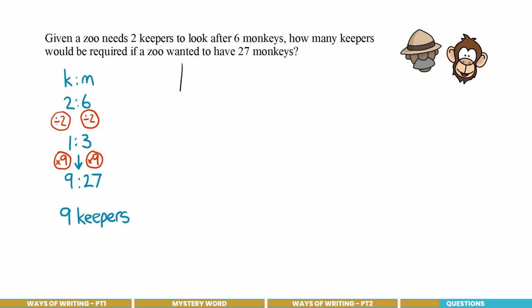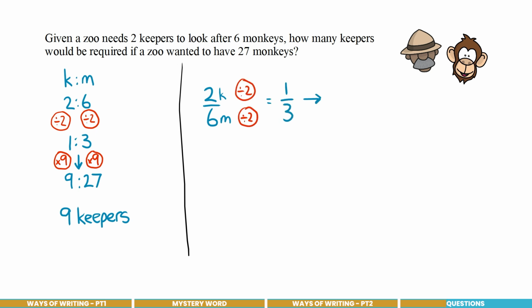We could have also tried this question using fraction format. We have our starting ratio of 2 keepers and 6 monkeys. We can then simplify this fraction by dividing the top and bottom by 2 again. And again, we want to solve for the number of keepers when we have 27 monkeys. So what do we have to do to make these equivalent fractions? Well, to go from 3 to 27, we multiply by 9 along the bottom, and we need to do the same across the top to reach our answer of 9.